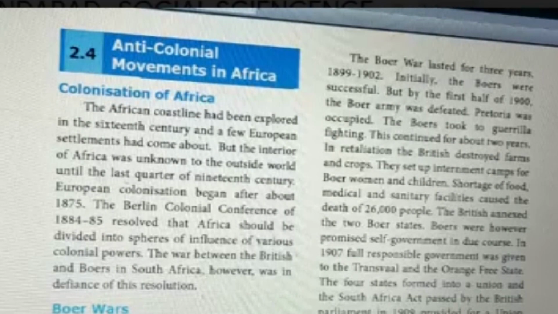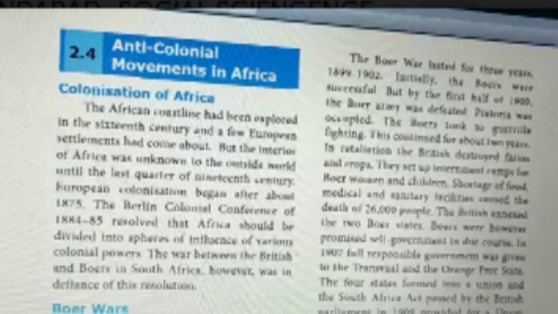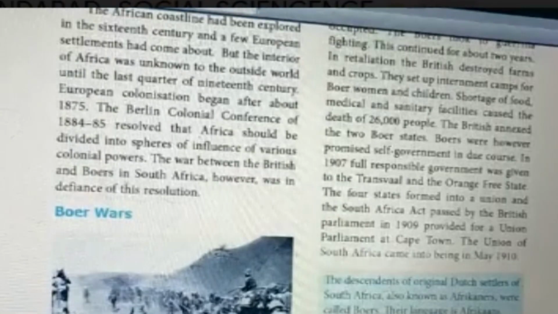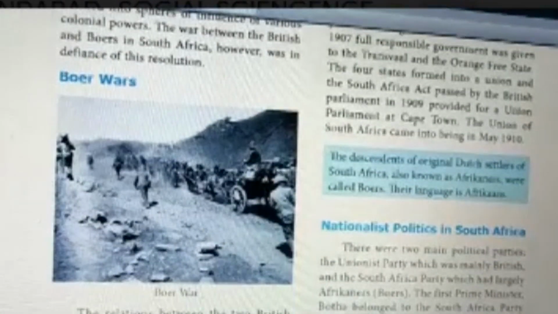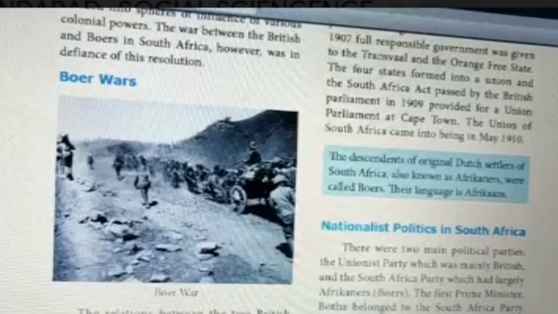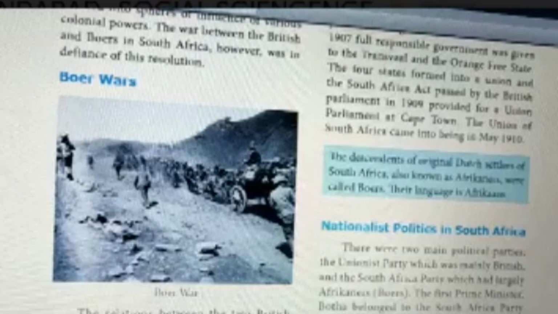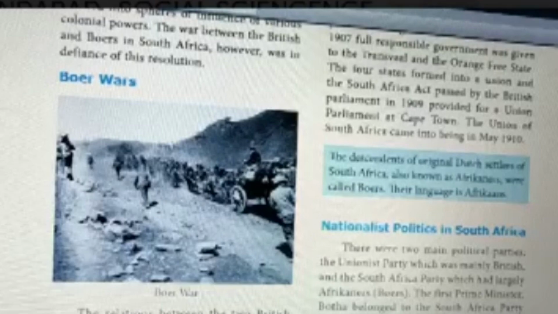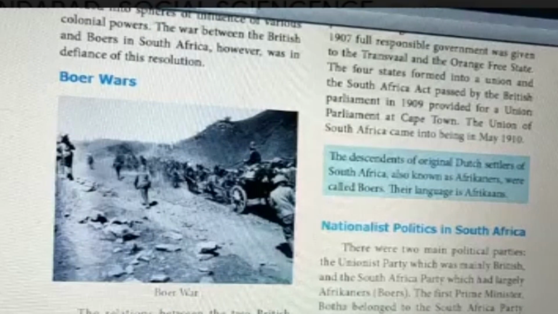So against this resolution, the Boer War started. Who are the Boers? The descendants of original Dutch settlers, whose language was used by the Africans, and they were called Afrikaners or Boers.